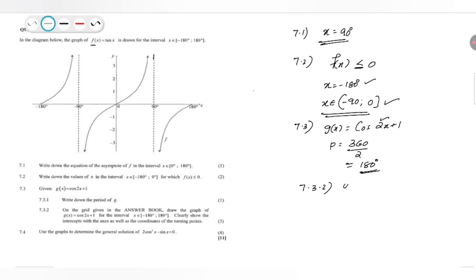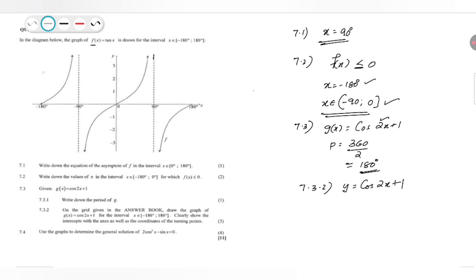G of x, that is y is equal to cos 2x, double angle, plus 1, cos 2x. So you have to draw it. You can type it in the calculator. What is the first x value in the diagram? Minus 180, okay? Cos 2 times minus 180 plus 1 will give you the value 2.